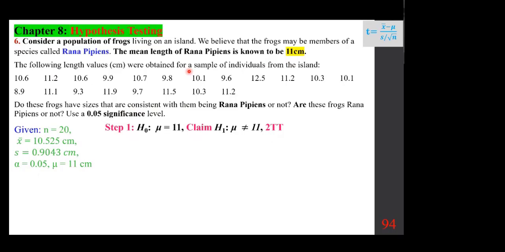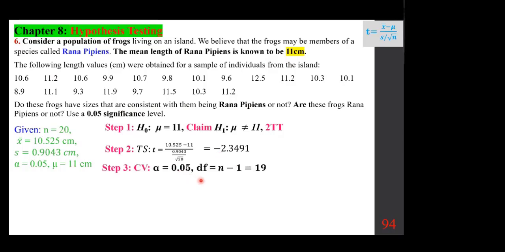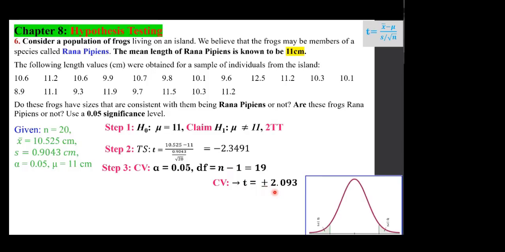So with that being the case, let's calculate the test statistic using the formula. So this is statistics at work, and it results in the following test statistic. Critical value, choice of alpha is 0.05. Degrees of freedom of n minus 1, 20 minus 1 results in 19. And the critical value becomes plus or minus 2.093 from the table.